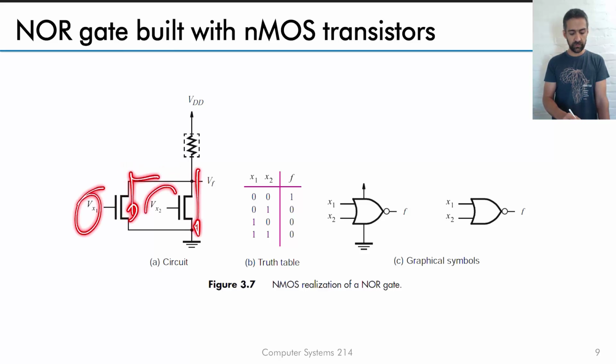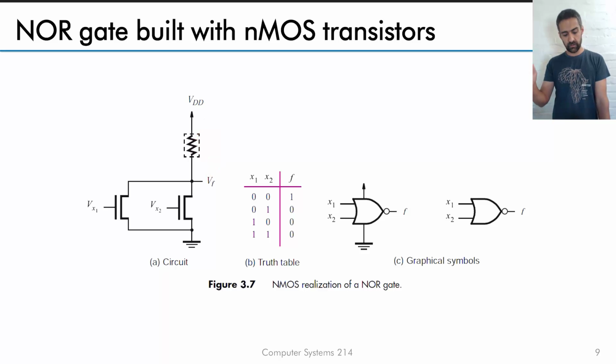So if either one of the 2 or both is equal to 1, current will flow here. And because current flows through the resistor, there's a voltage drop. Or in other words, because there's a short circuit between here and here, the voltage at VF is just equal to 0. So if either of the two inputs is equal to 1, the output will be low. Remember, this turns into a short circuit, or that turns into a short circuit, or both of them turn into a short circuit.